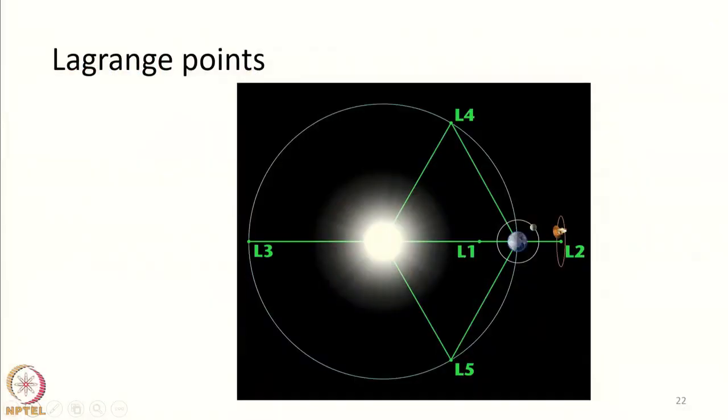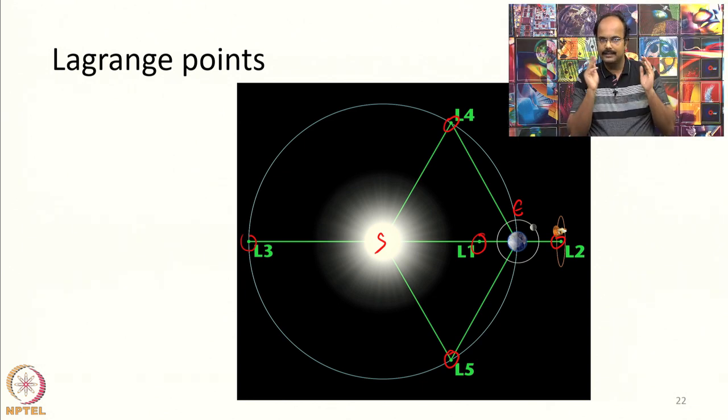Let us say this is the Sun, this is Earth. Earth is moving around the Sun in a fixed orbit, right? The Sun has gravity, and Earth also has gravity. Due to the combined gravity effects, there will be certain points, and if certain objects are placed at those points, those objects will remain at the point continuously.